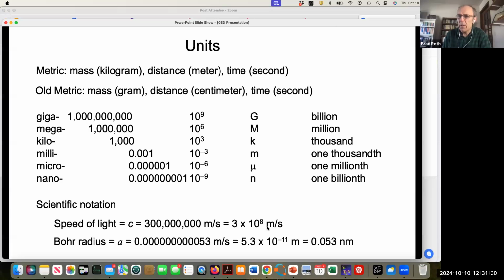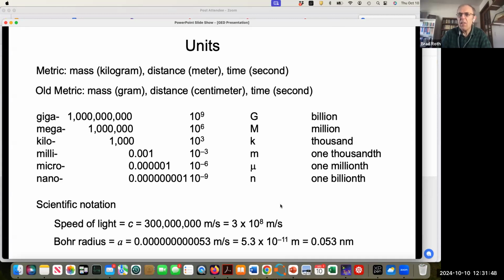Your calculator should be able to help you with that. Sometimes the calculator can do it automatically, but you have to know how your calculator works. So it's another example where you need to have a little practice with your calculator beforehand.